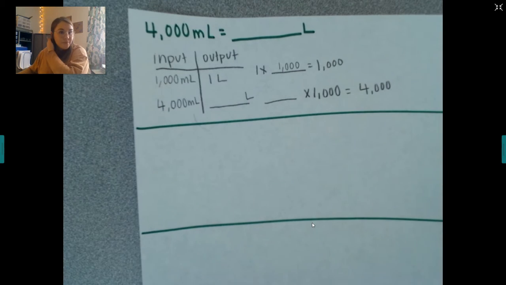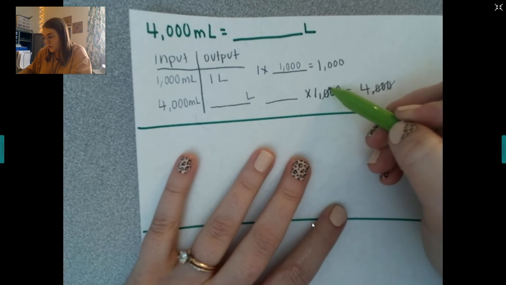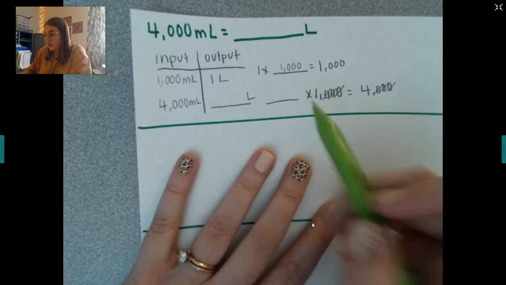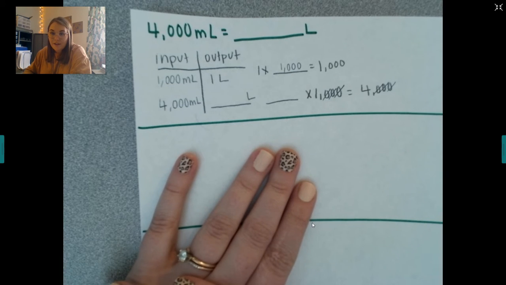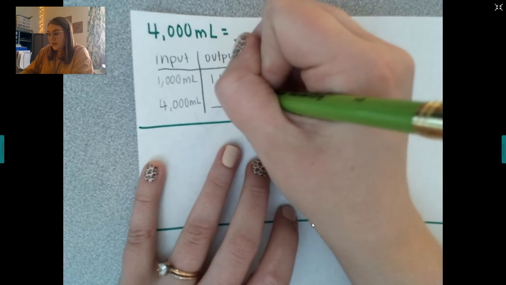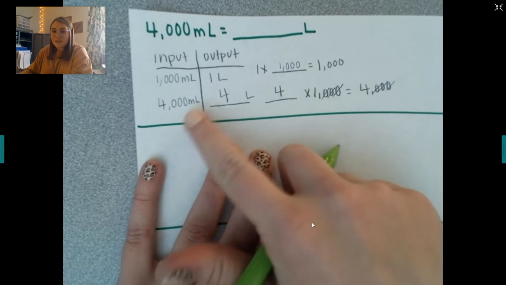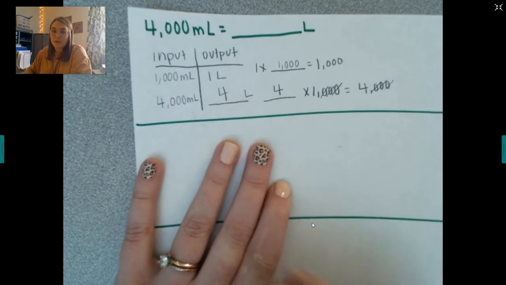What can I multiply 1,000 by and get 4,000? Well, if I do my zeros trick, I know there are 3 zeros over here. There's 3 zeros over here. So what times 1 will give me 4? I hope you said 4. So 4,000 milliliters is 4 liters.